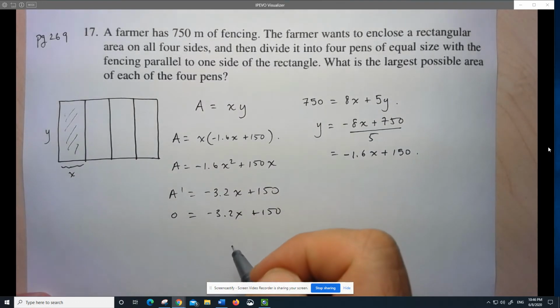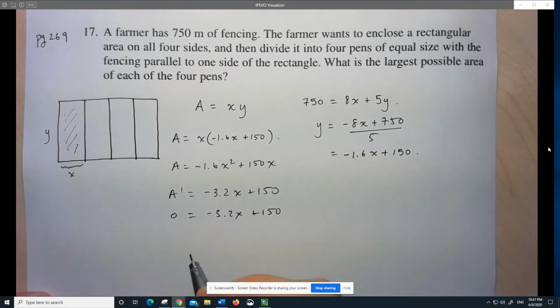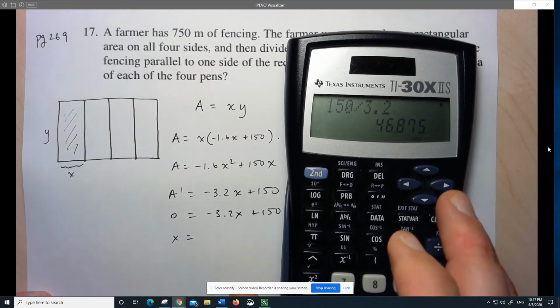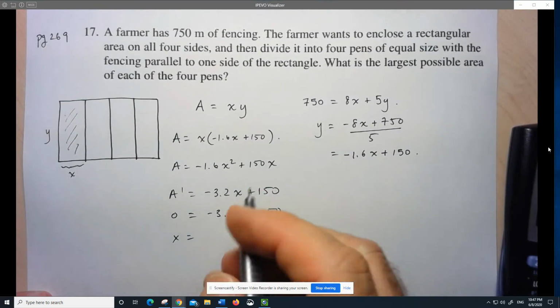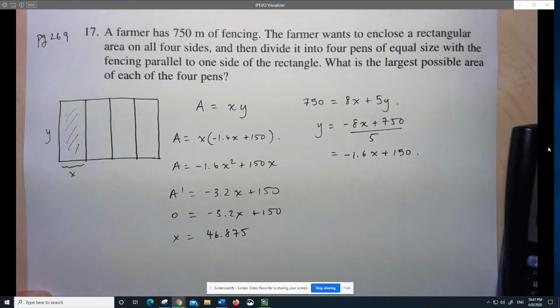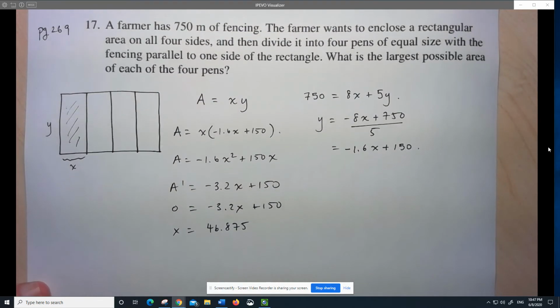Okay, so let's determine our critical number. x is going to be equal to, bring that over to the other side, 150 divided by 3.2. So 150 divided by 3.2 is 46.875.